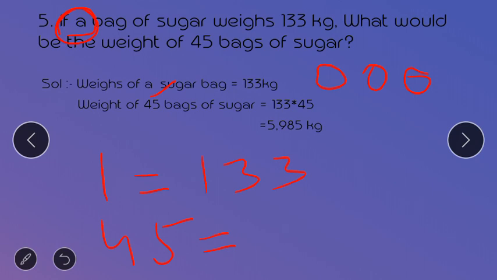When you are thinking that you have to add the same number many times, it means you have to multiply, because it is not easy to add the same number 45 times. Instead of adding, you have to multiply, and after multiplying you will get the answer 5985. For that you must know the tables very well, and do the calculation very carefully.